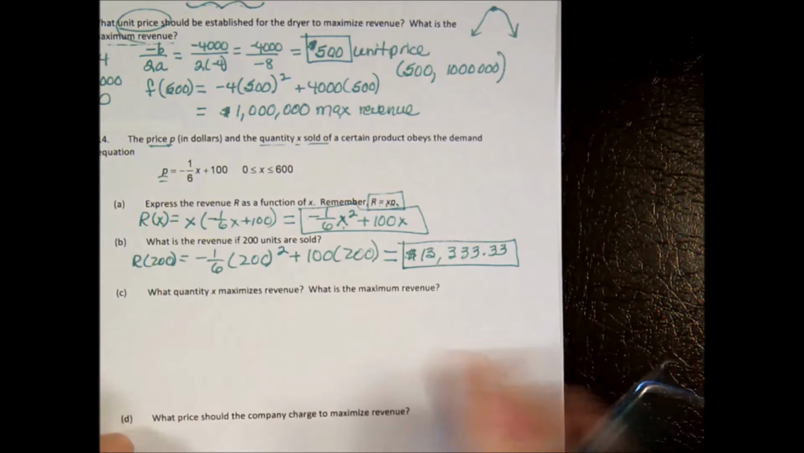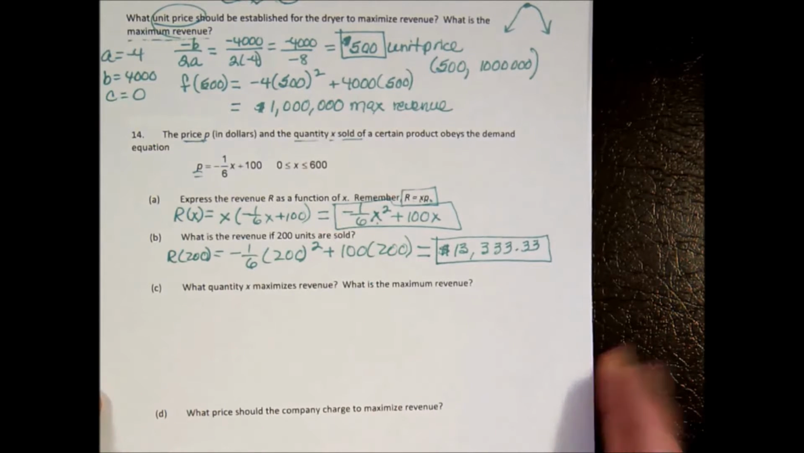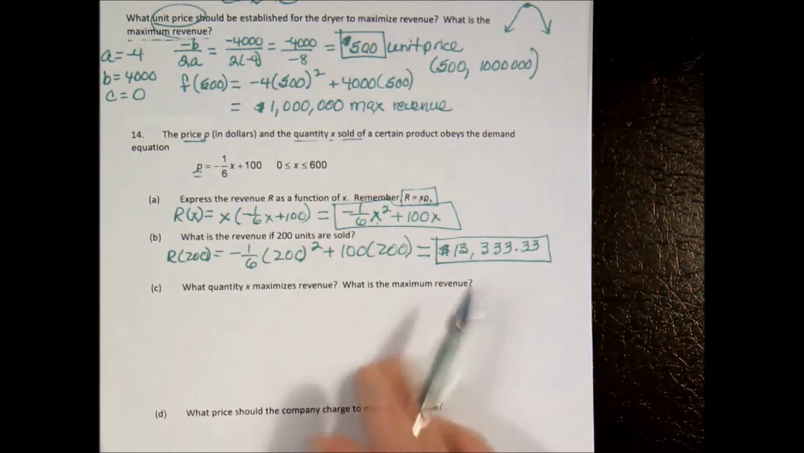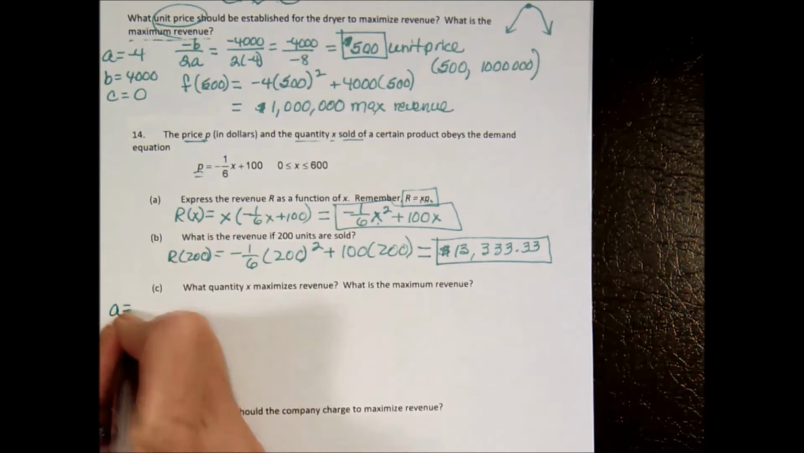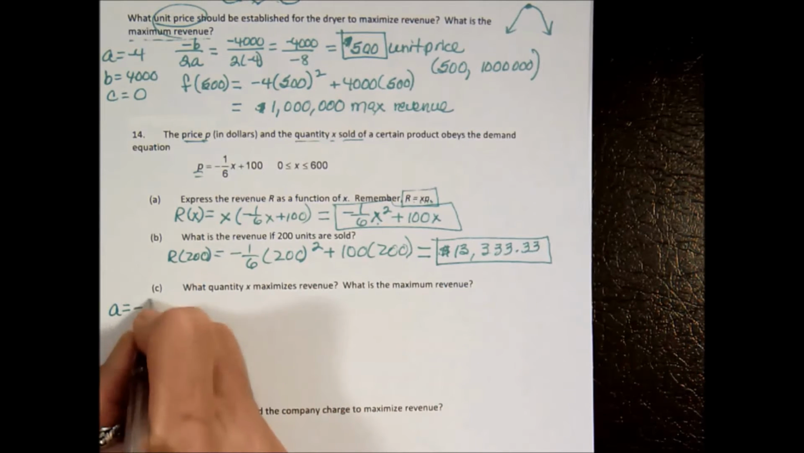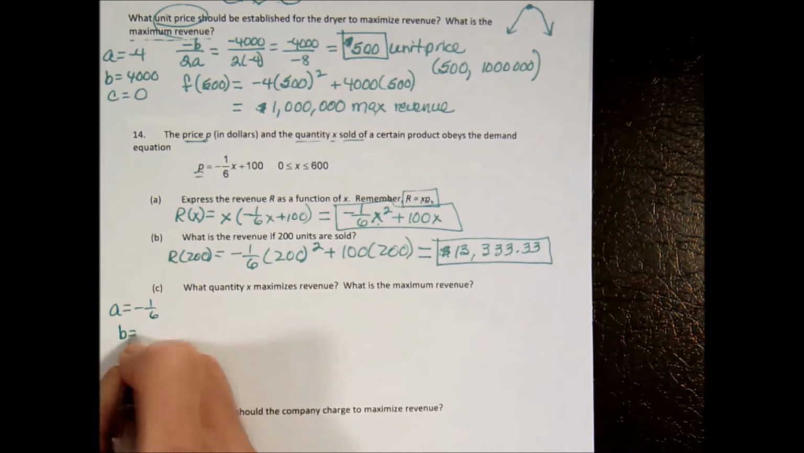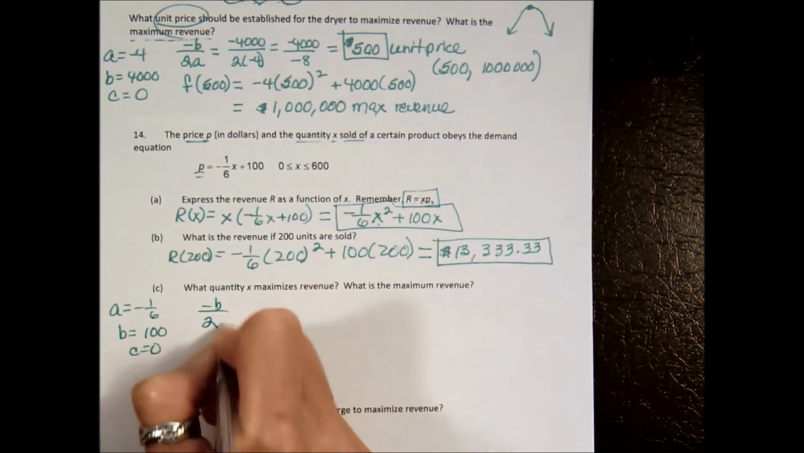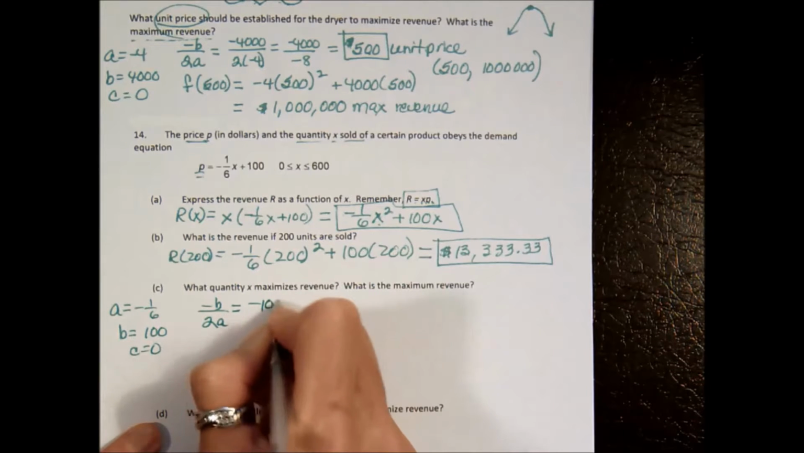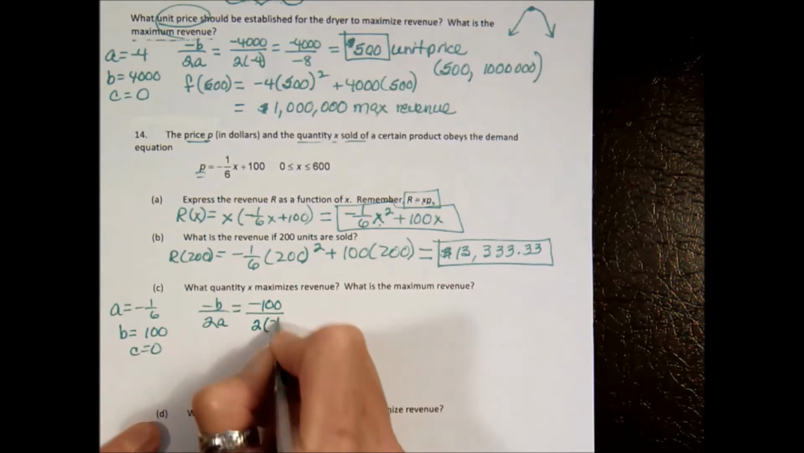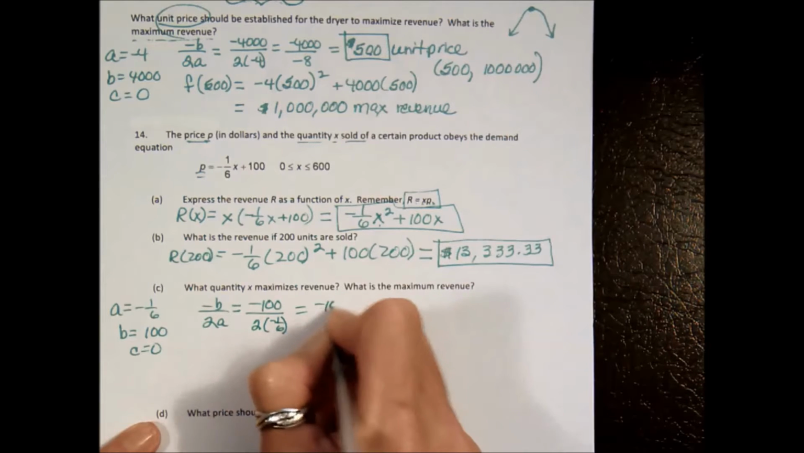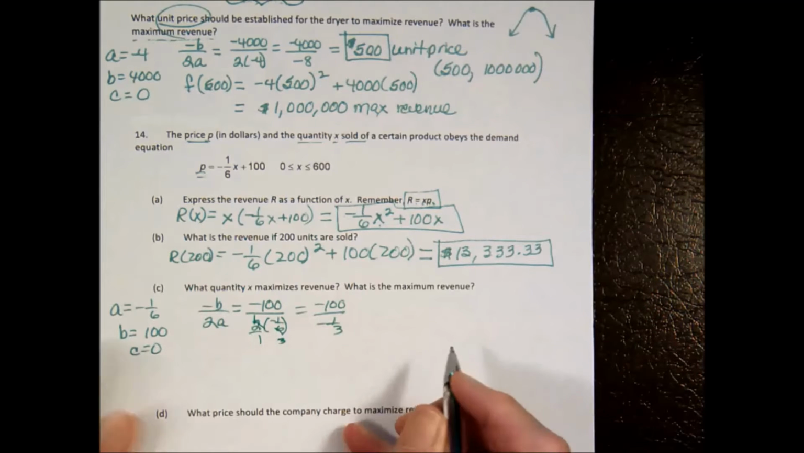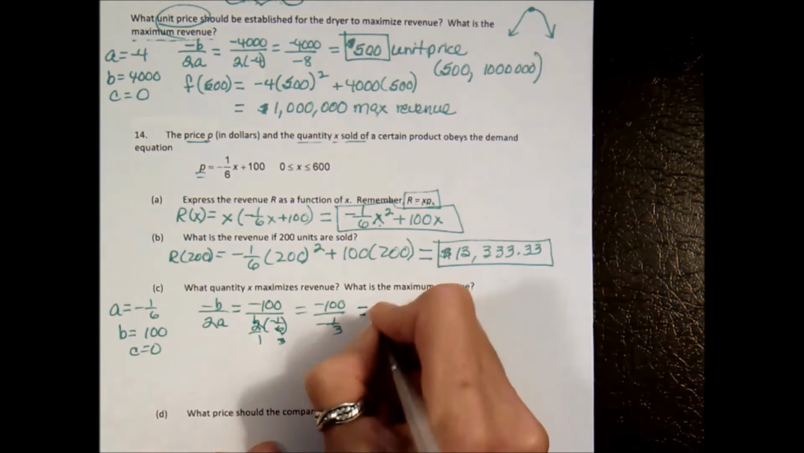What quantity maximizes the revenue? So from this equation right here, we want to know our A, B, and C. Our A here is -1/6. Our B is 100, and our C is 0. So -B over 2A is equal to -100 over 2 times -1/6, or -100 over -1/3. I can cross cancel fractions, equals 300.